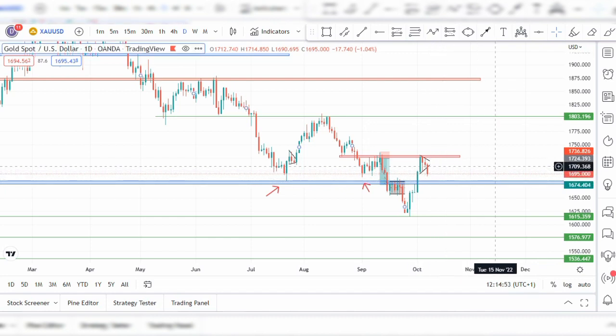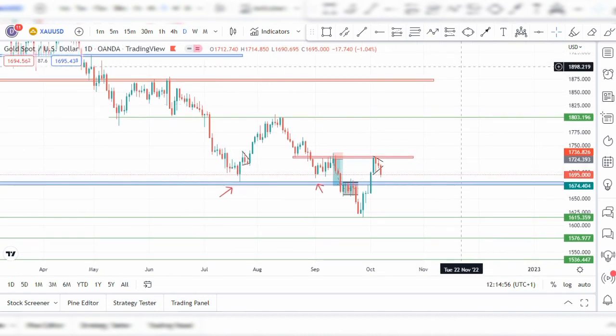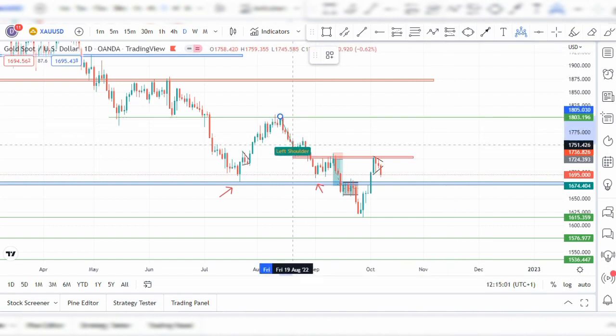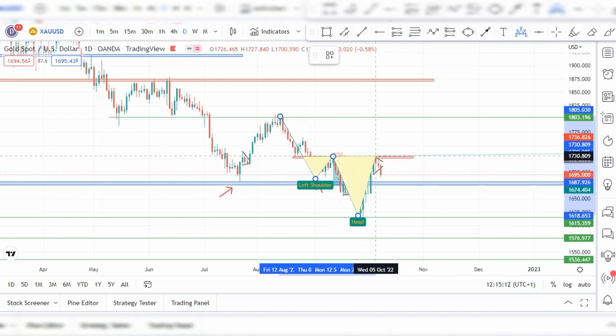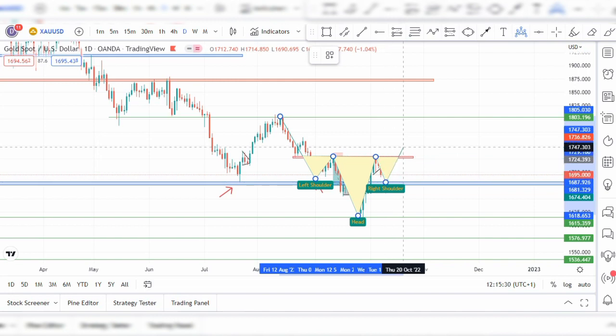Now, if we look at this closely as well, we can see that there is the possibility of a formation of the inverse head and shoulder pattern. As we can see, the left shoulder here going towards this neck area, and then the head here formed, and then the right shoulder just forming now. Price is going down towards this support area. So if price gets into the support area and gives us a bullish reversal, then we may be looking to take our buy trades to the upside, and this would confirm our head and shoulder pattern.